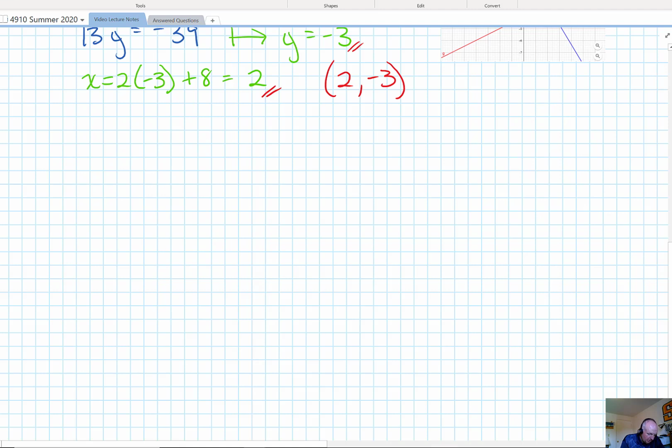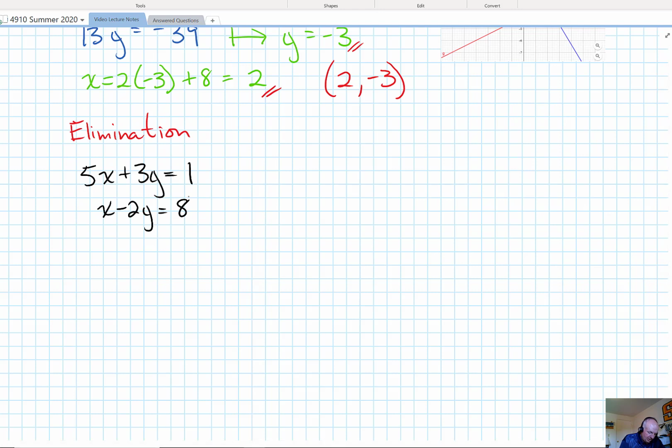We don't often do that. Let's talk about our third method, elimination. Okay, and so if we take our system, right? The idea is this: when you're dealing with a system, there are two things you can do to the system that don't have an effect on the solutions to the system.